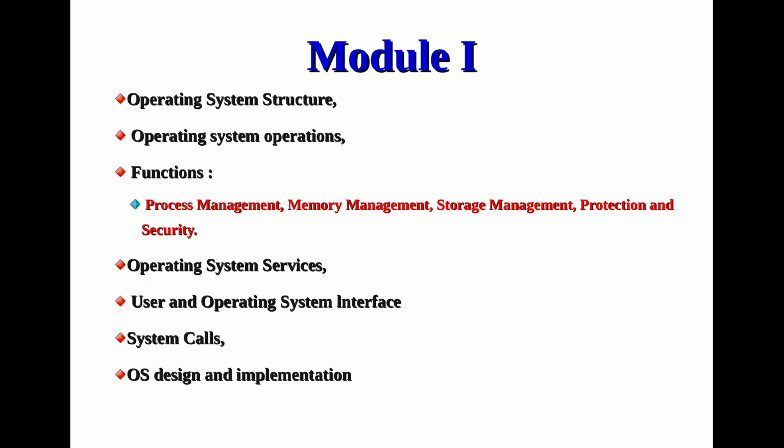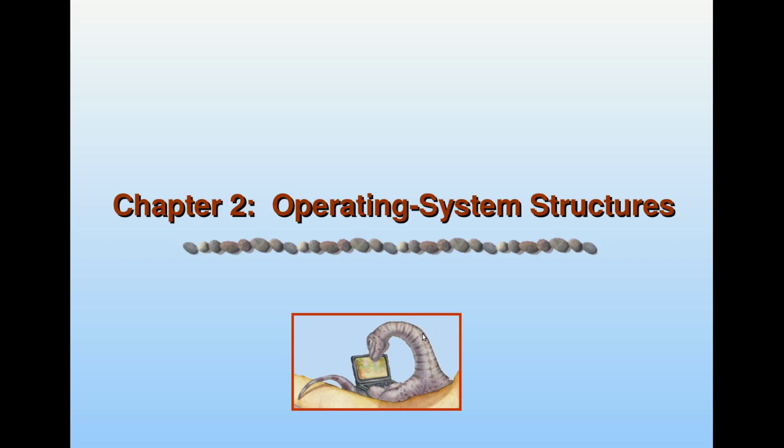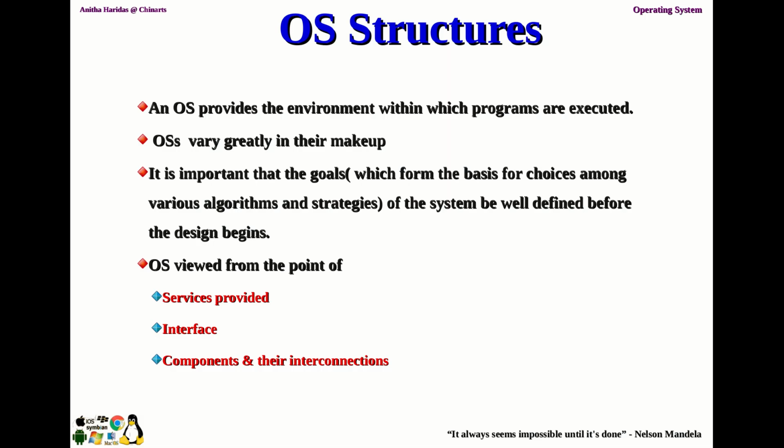In the operating system course, we are currently discussing the topics in module 1. As already told, we had already discussed all these topics up to user and operating system interface in our last session. We are talking about the details or the concepts of operating system structures, in which the operating system is viewed from the point of services provided, interfaces, components and their interconnections.